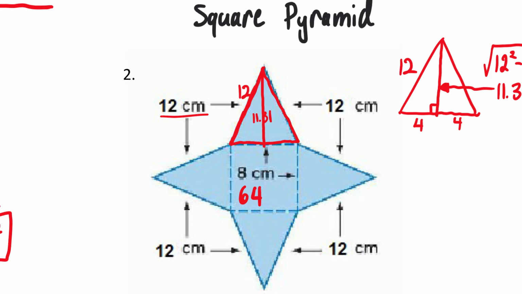So how am I going to find the area of that triangle now? Base times height divided by 2. So what's my base and height? 8 and 11.31. So I'm going to do 8 times 11.31 divided by 2.